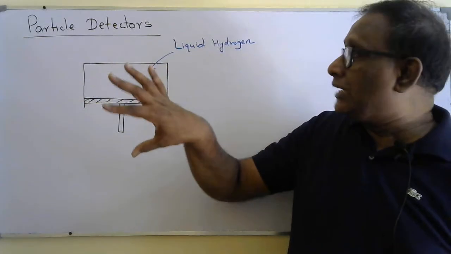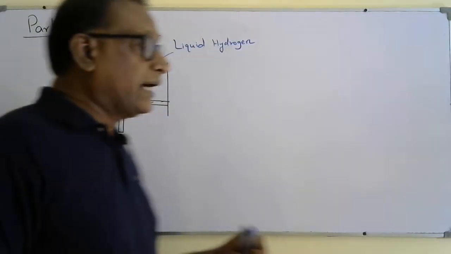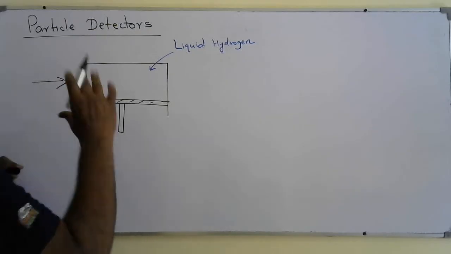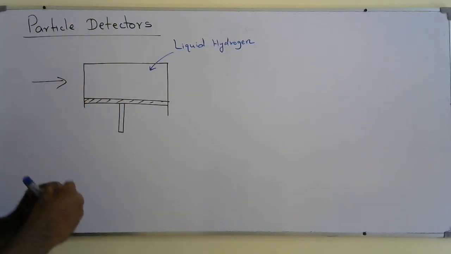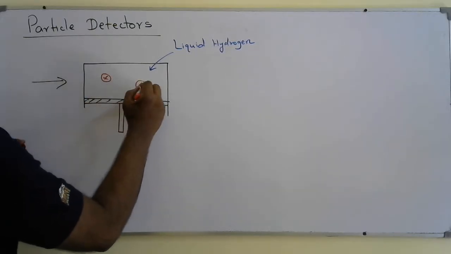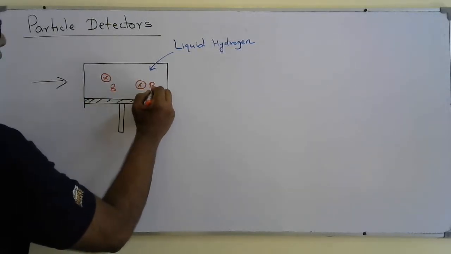Magnetic field is applied perpendicular to the path of the particle. So if the particle is entering from left to right, the magnetic field is applied perpendicular. I can say the magnetic field is applied perpendicular to the direction of motion of the particle.